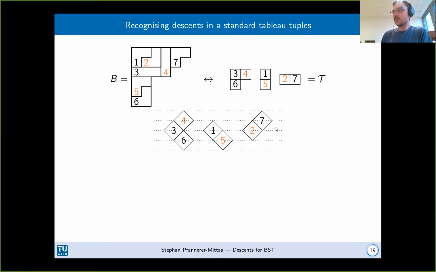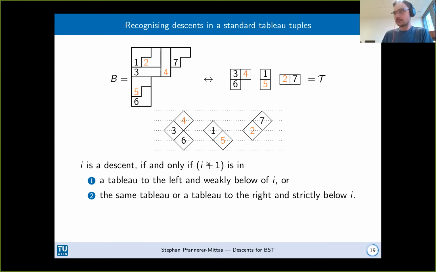And we align the partitions and get this nice grid here. And here we can explain how to read off the descents. The rule is as follows. We compare i and i plus 1. And let's look at 1 and 2 here. 2 is to the right of 1. This is in the second case here. If i plus 1 is to the right, then i plus 1 must be somewhere strictly below to be a descent. So here 1 is not a descent because 2 is to its right, but it's not strictly below. It's on the same level.